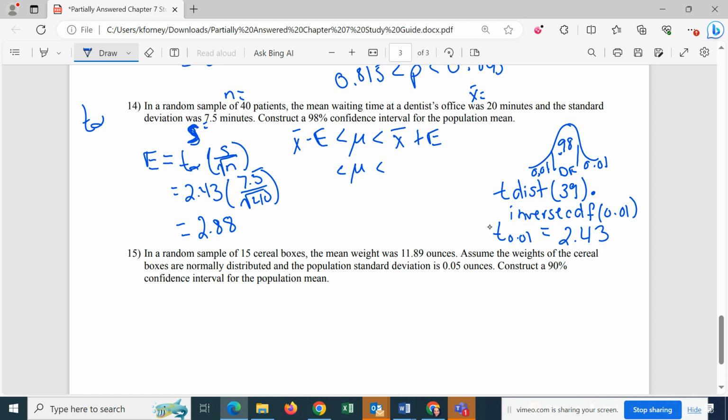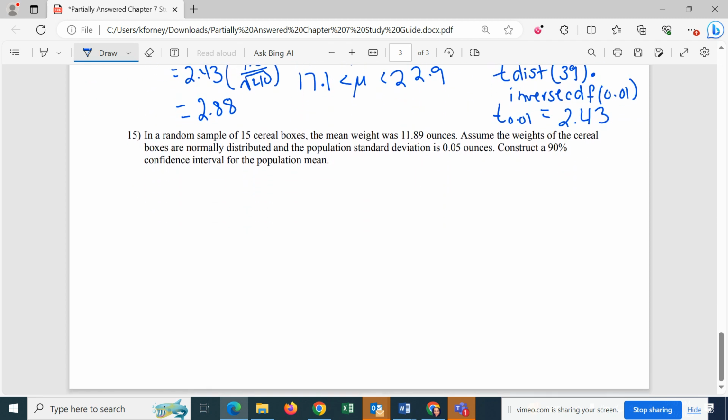Okay, so this would be, it was 20, so 20 minus 2.88 gives me 17.1, and 20 plus 2.88 is 22.9. So the mean is between 17 and 1/10 and 22 and 9/10 minutes with a 98% confidence interval.